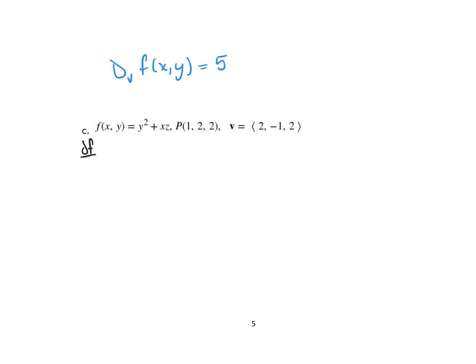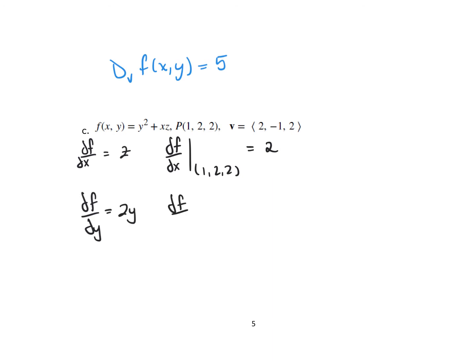So the first thing I want to do, of course, is find the partial derivative of my function with respect to x, which is just going to be z. And then I'm going to evaluate this at the point 1, 2, 2, and we know it's just 2. Find the partial derivative with respect to y, which is just going to be 2y. Evaluate this, dy, at 1, 2, 2, which is going to give me just 4.